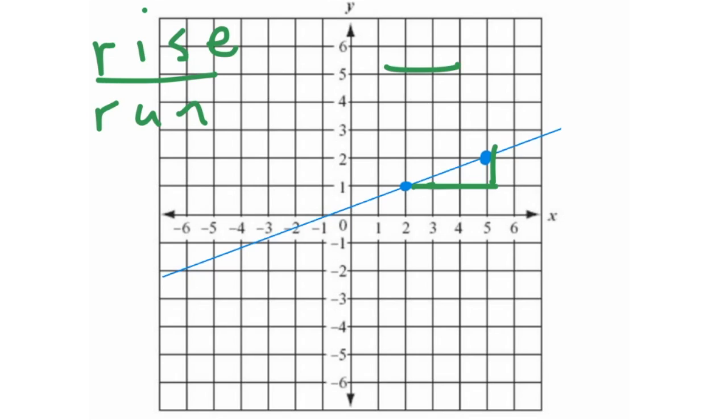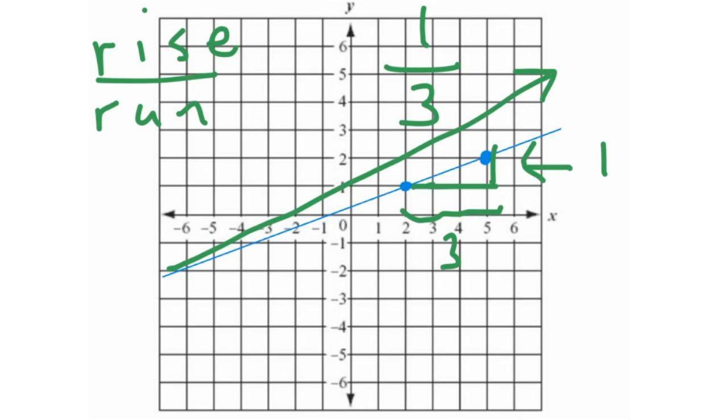We can see that here the rise between these 2 points is 1 unit, so the rise is 1, and the run, the horizontal distance between the two, is 3. So the slope is 1/3. And as we move from left to right, if it goes up, the slope is positive. So the slope of this line is positive 1/3.